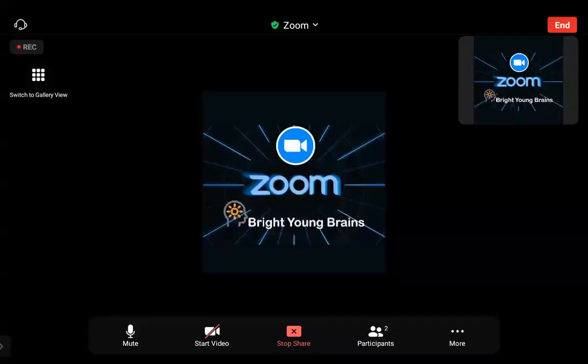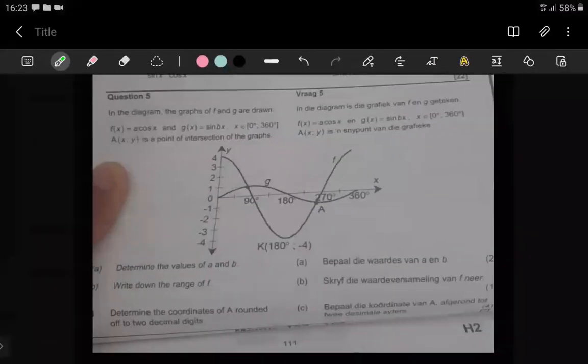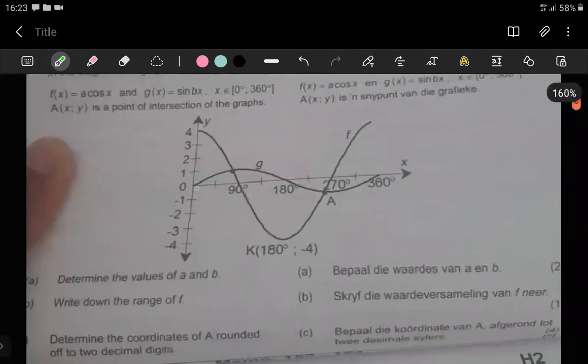To the universe. What does it say there? So question 5 says, in the diagram, the graphs of F and G are drawn. So there's F here, there's G there. And then it says F is this equation, G is this equation. X is an element of, X is basically between 0 and 360 degrees.